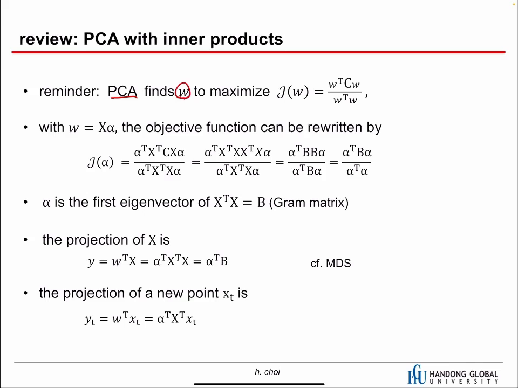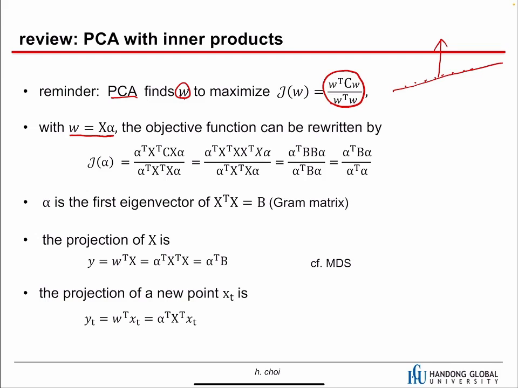PCA finds the eigenvector W to maximize this Rayleigh quotient. This eigenvector should be in the data space, and this data space can be spanned by the data samples. If we don't have data samples, then there's no eigenvector there. If we have data samples in a one-dimensional space, then the eigenvector cannot be out of this line.